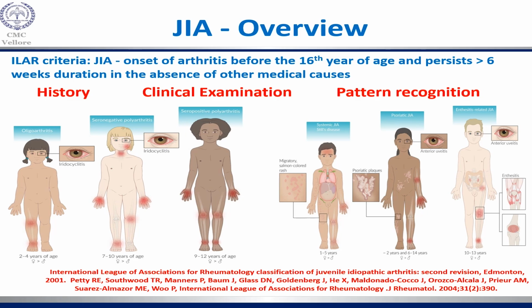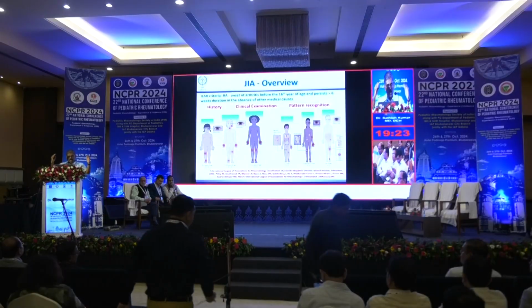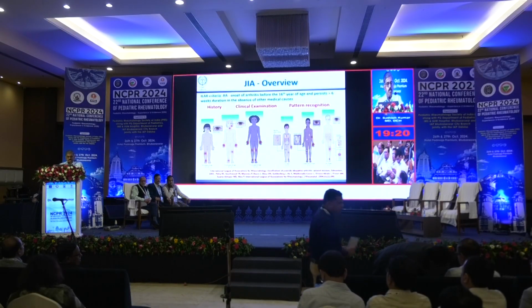So this we all know, that we discussed juvenile idiopathic arthritis, the criteria based on the history, clinical examination and the pattern of how they present. It is divided into 7 different subtypes, all grouped under the umbrella of juvenile idiopathic arthritis.